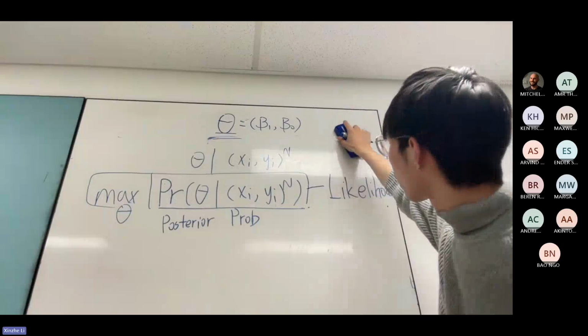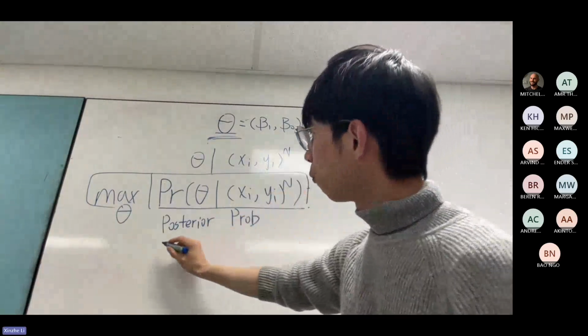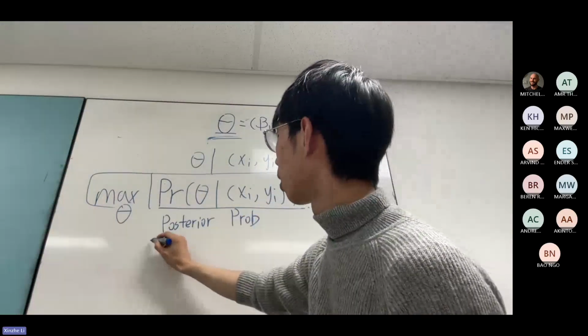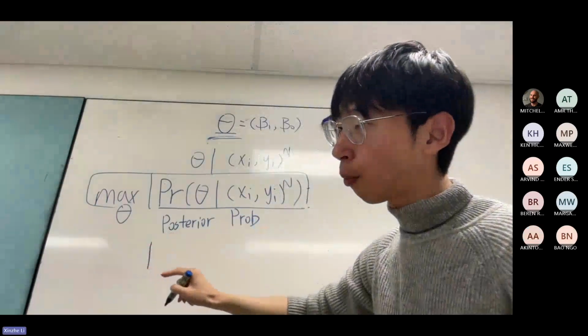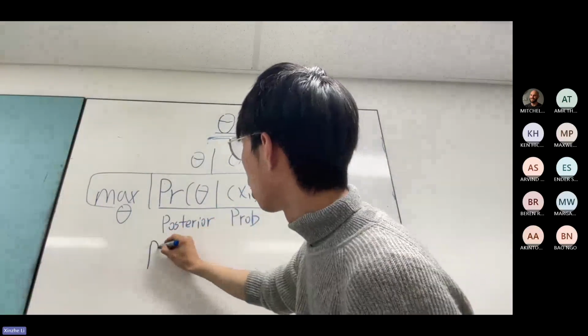Okay, let me give you what's the likelihood? Let me formalize the likelihood for you. Then I will ask you the same question. What's the relationship between this probability and the likelihood?